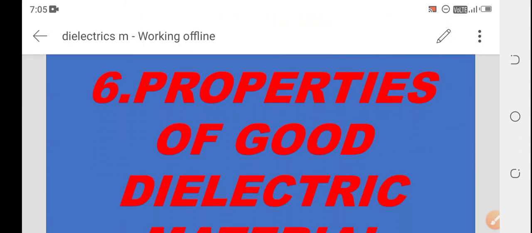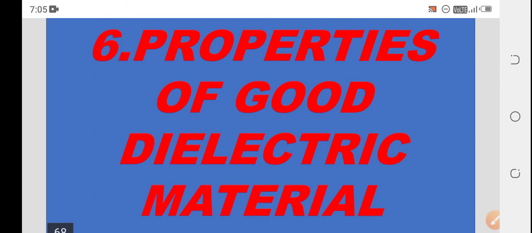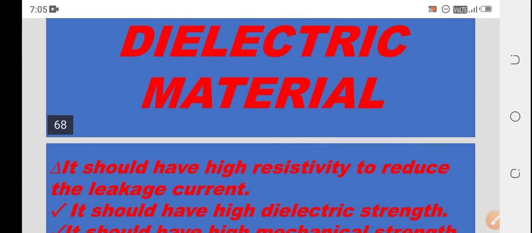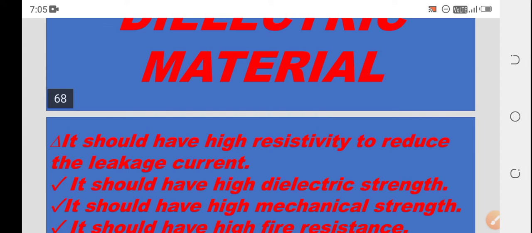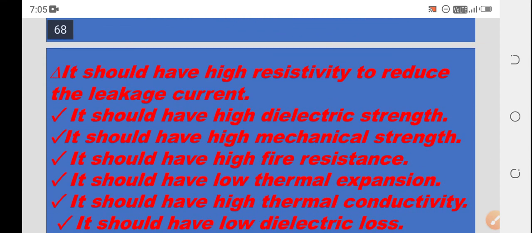Coming to another topic, this is about the properties of good dielectric material. So what are the properties of a good or ideal dielectric material? It should have high resistance to reduce the leakage current. It should have high dielectric strength.